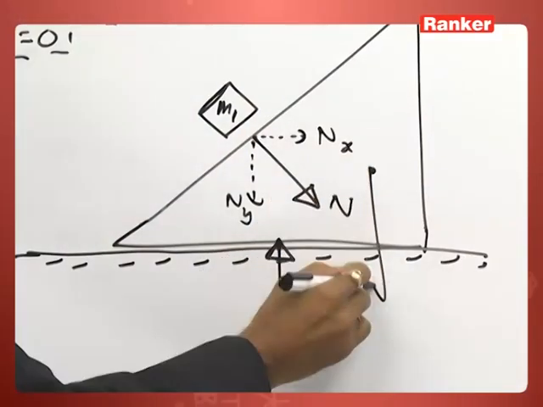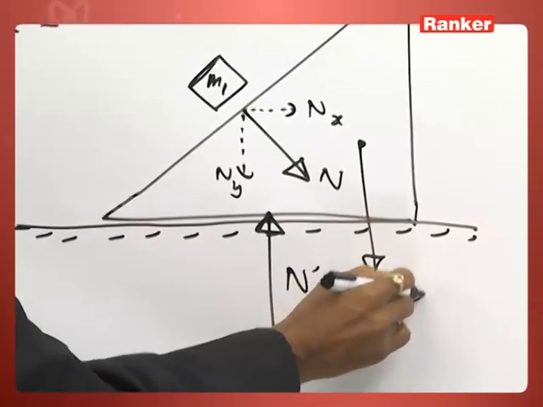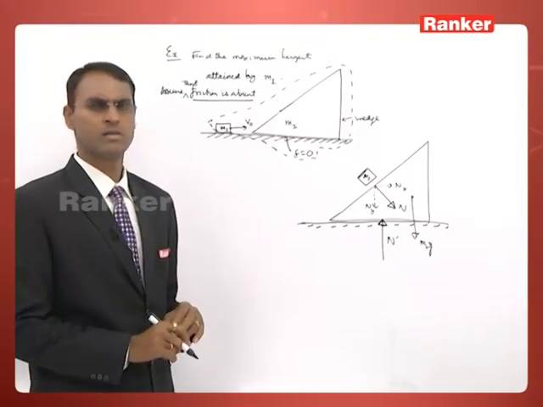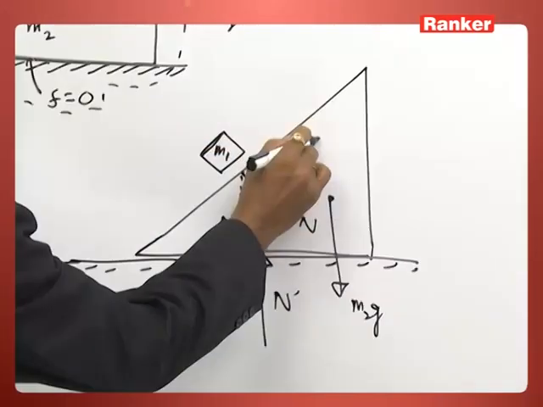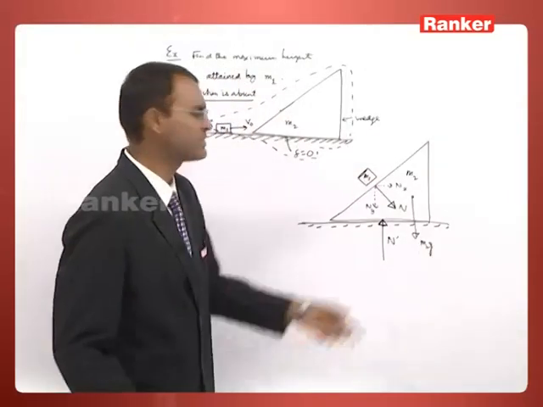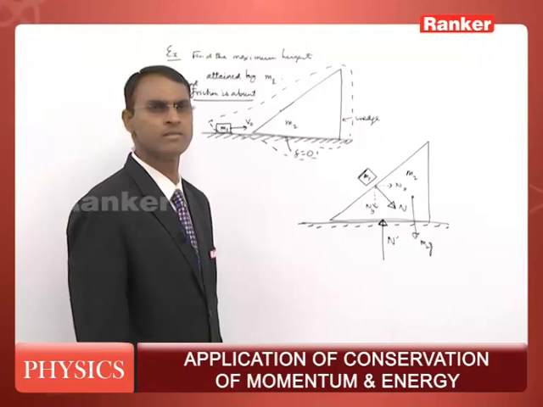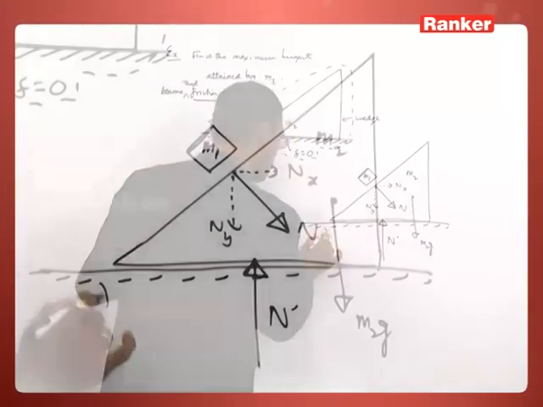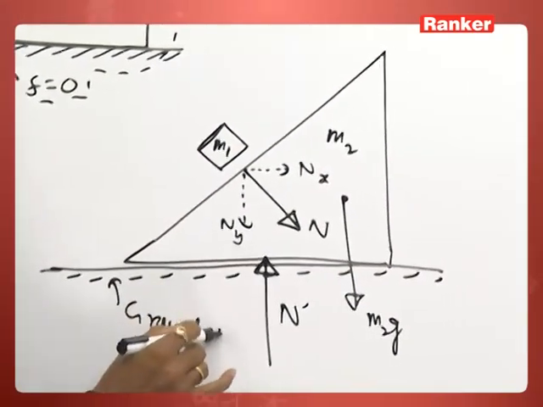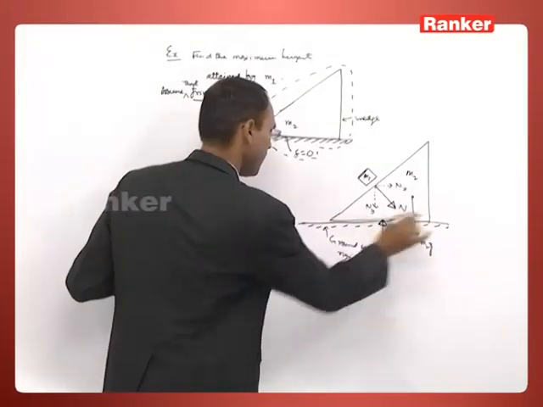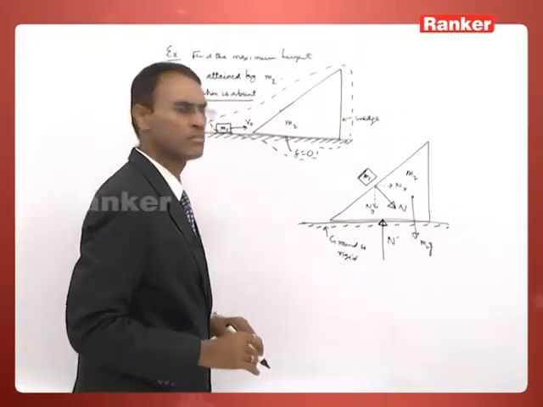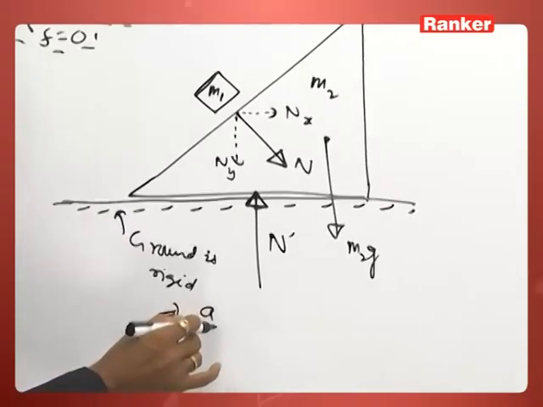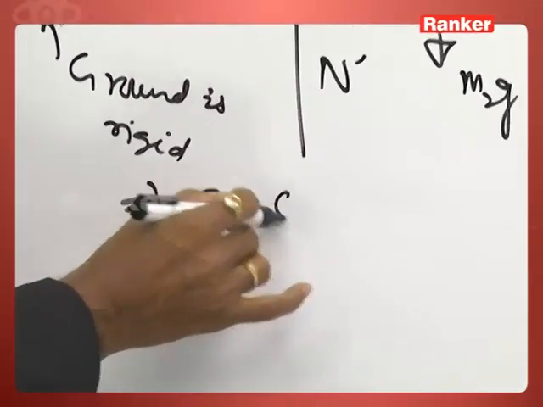In addition to all, gravity pulls the wedge towards down. If you look at the wedge along the vertical direction, the wedge cannot accelerate because this ground is rigid and not accelerating at all. Therefore, acceleration of the wedge along vertical direction will be equal to 0.